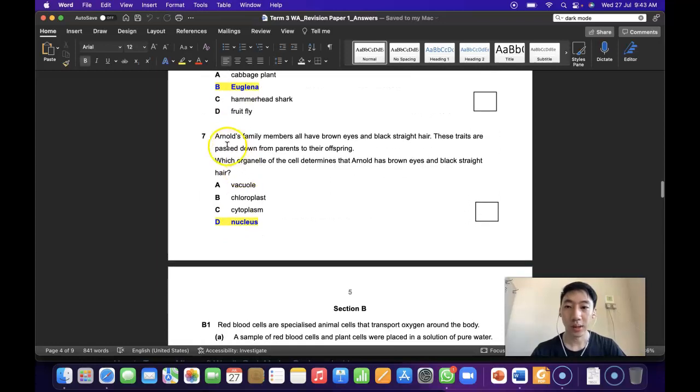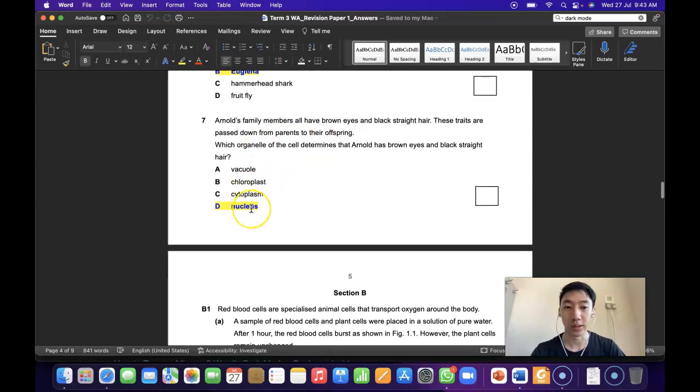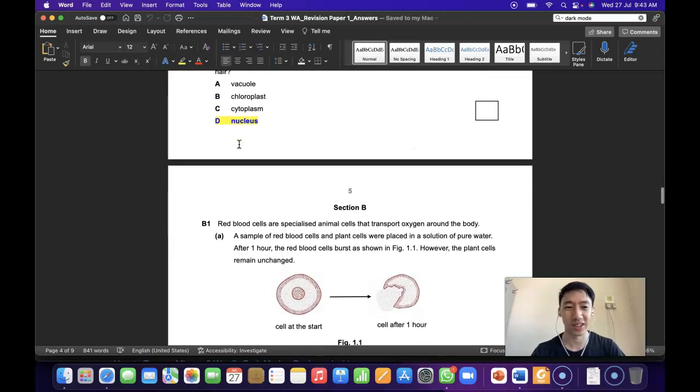Last question. Arnold's family has certain characteristics. The organelle that controls the characteristics is found in the nucleus. The DNA is found in the nucleus of the cells. In every cell of the body, there's DNA, and this controls the person's genetics.